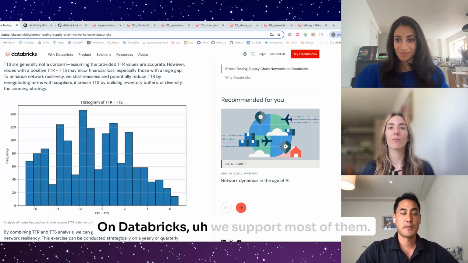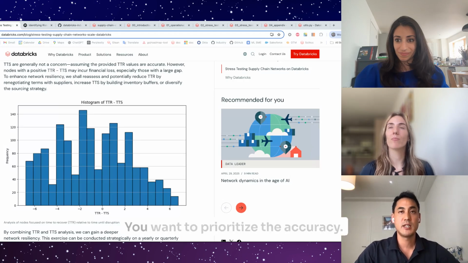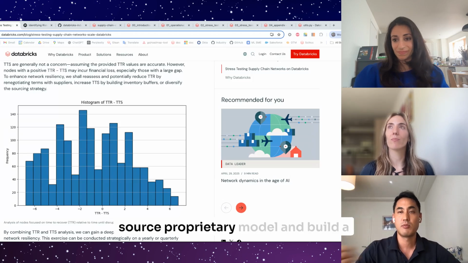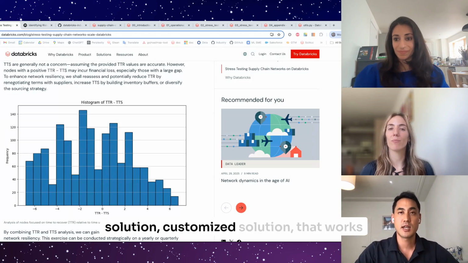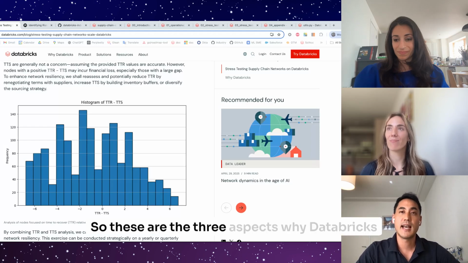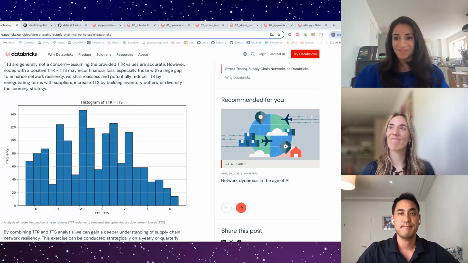Whereas, we do also have really good proprietary tools as well. On Databricks, we support most of them. So it's really up to what you want to prioritize. You want to prioritize the speed, you want to prioritize the accuracy. You can combine different components, open source and proprietary models, and build a customized solution that works best for your scenario. So these are the 3 aspects why Databricks shines in building such a solution.